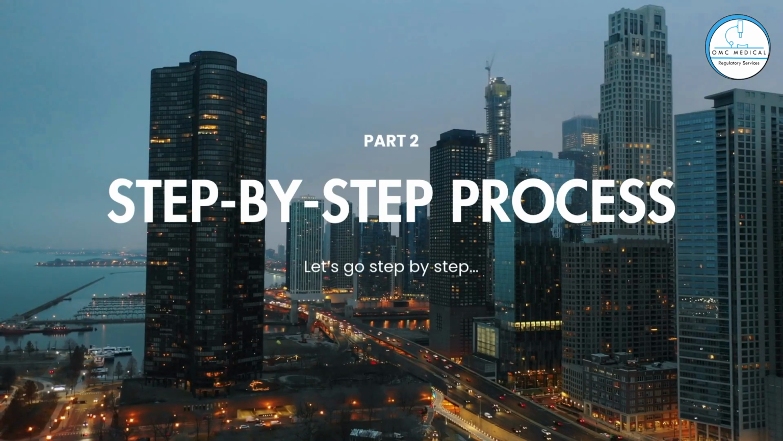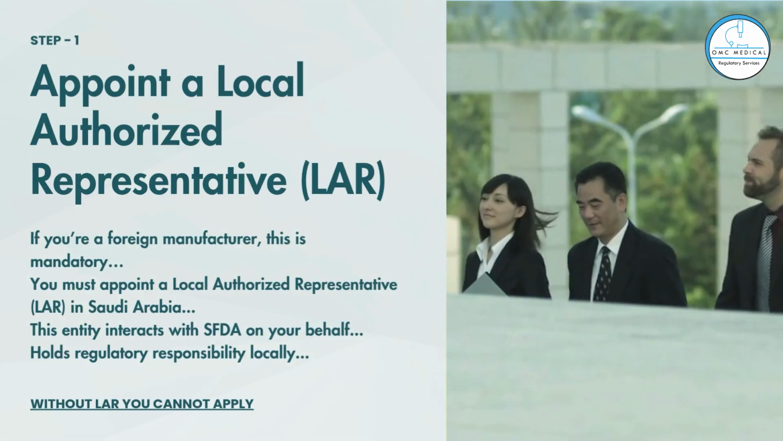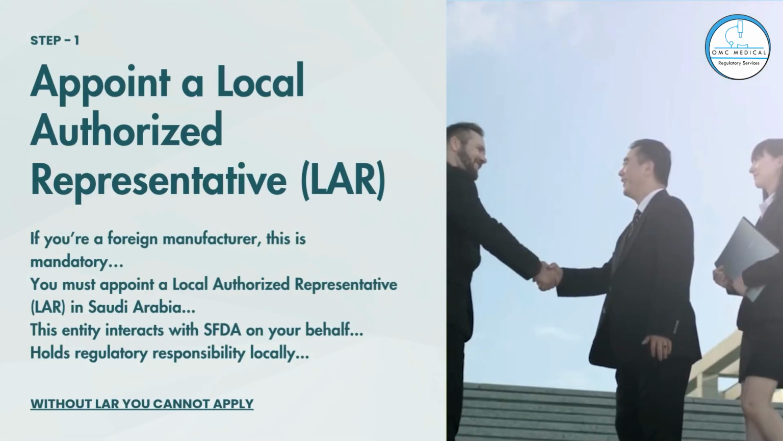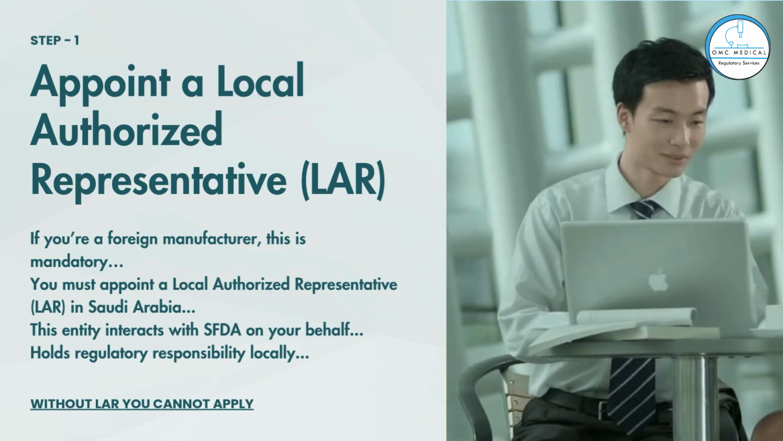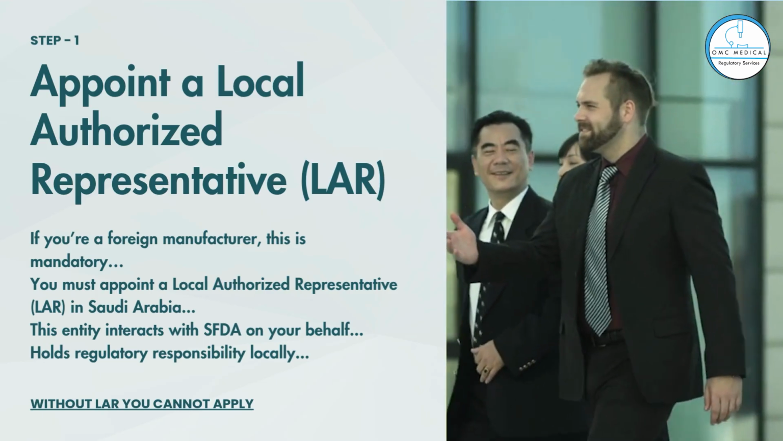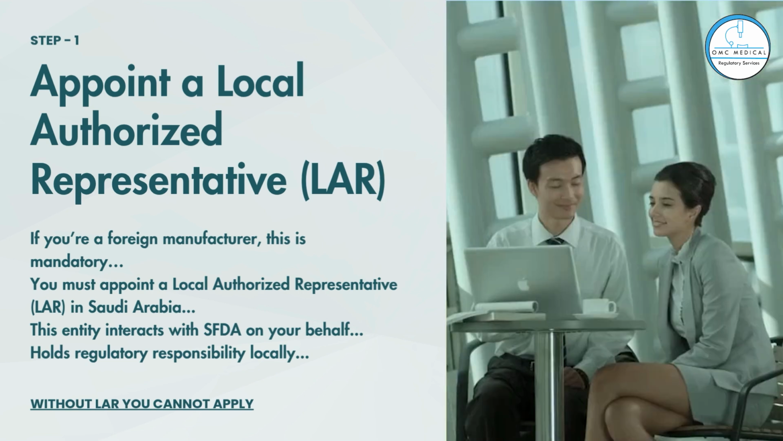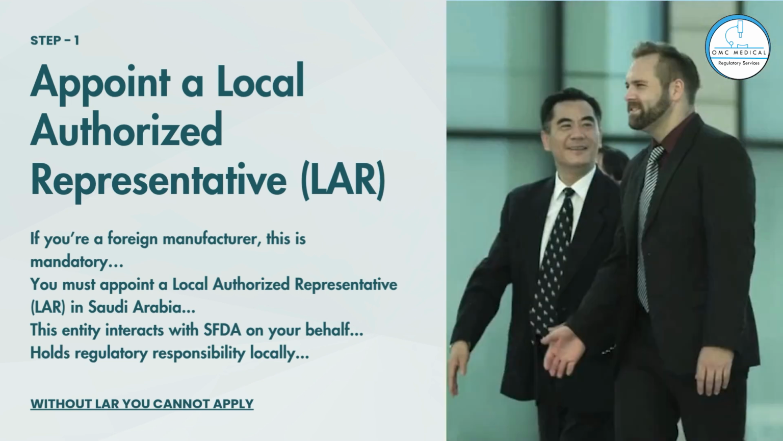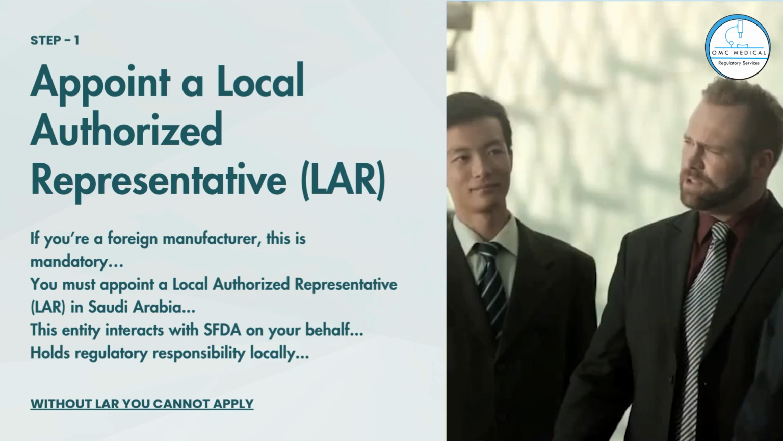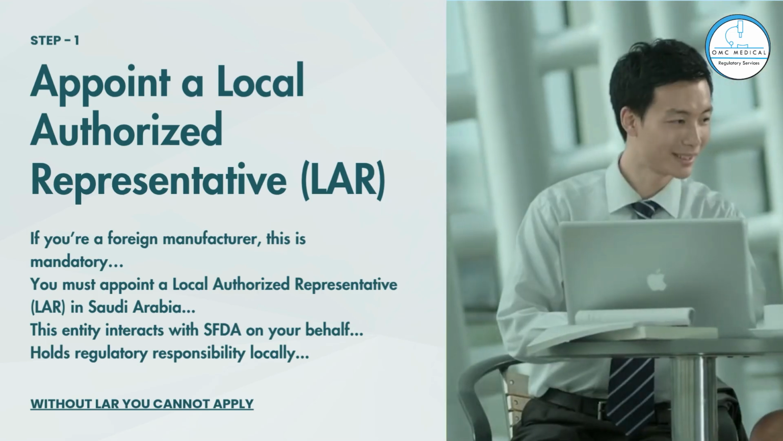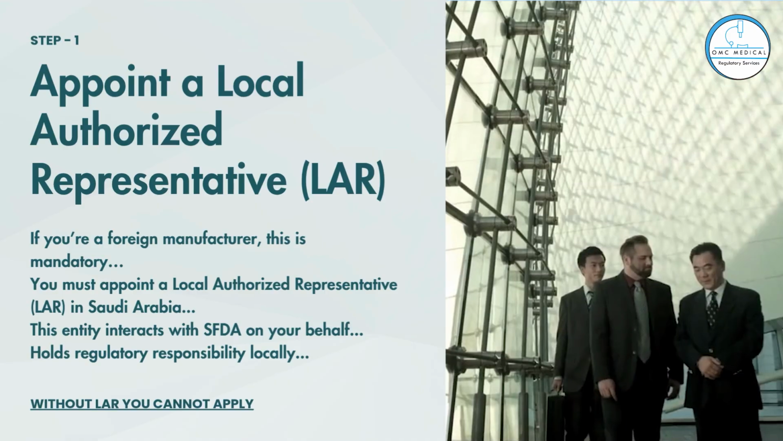Part 2. Step-by-step process. Let's go step by step. Step 1. Appoint a local authorized representative, LAR. If you're a foreign manufacturer, this is mandatory. You must appoint a local authorized representative, LAR, in Saudi Arabia. This entity interacts with SFDA on your behalf and holds regulatory responsibility locally. Without an LAR, you cannot apply.